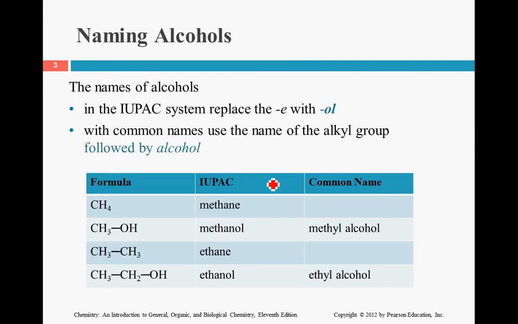So when we're naming alcohols, notice the word alcohol ends with an OL. All of your names are going to end with an OL. So if we're looking at methane, which is a single carbon, here's the word methane. If we take away that E and put an OL there instead to put methanol, that's how we name it for IUPAC. Remember, IUPAC is the systematic way of naming it.